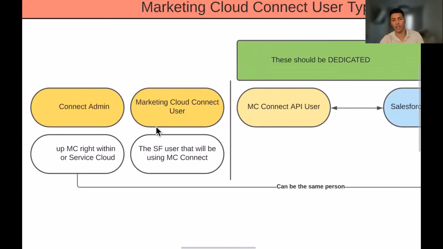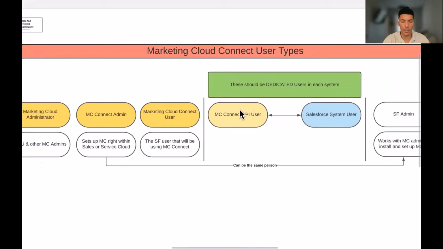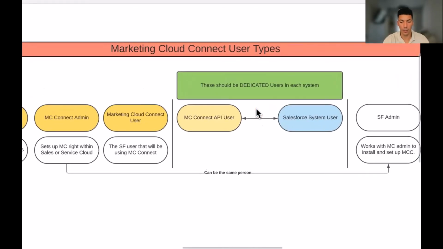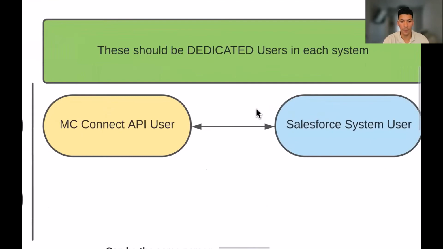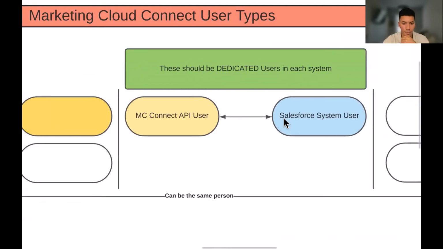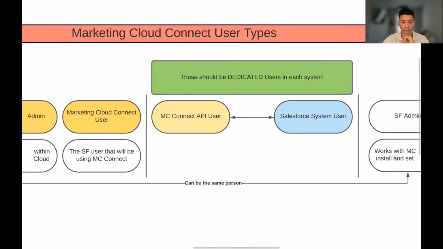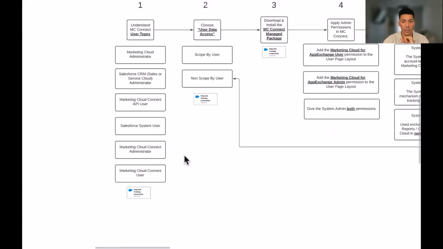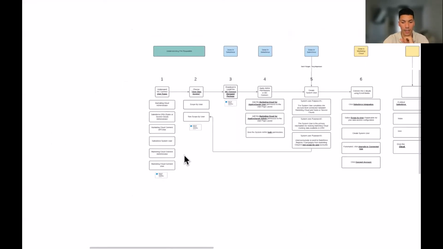So I just really want you to know for the user types here that the two biggest ones I want you to know for the exam are Marketing Cloud Connect API user and Salesforce system user. And I want you to know exactly what they do in relation to being set up together. So with that being said, we now have a foundation built upon the actual setup of Marketing Cloud Connect.